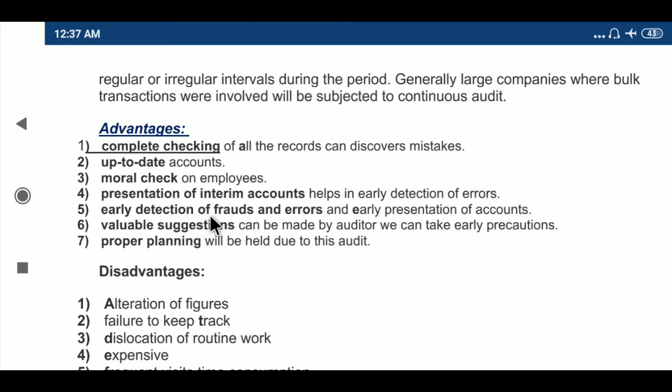Fifth one, early detection of frauds and errors and early presentation of accounts. Sixth one, valuable suggestions can be made by auditors. We can take early precautions. Seventh one, proper planning will be held due to this audit.